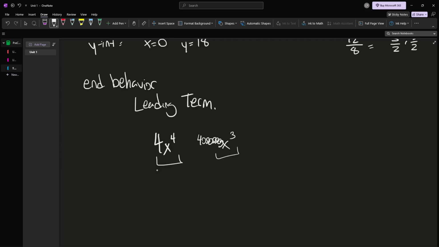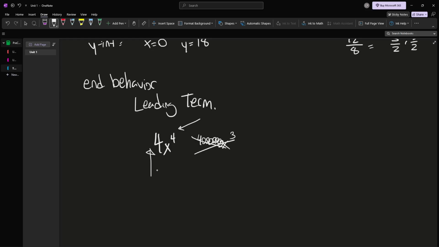Once we pass 4 million, this is going to be so much bigger than that. So we always look at just the highest degree. It doesn't matter what the coefficients are. I don't care about x cubed, I don't care about x squared, I don't care about x. I just care about this x to the fourth. So I look at this, and there are two things I care about. One is the sign of the coefficient, and also the degree of the variable of the term.